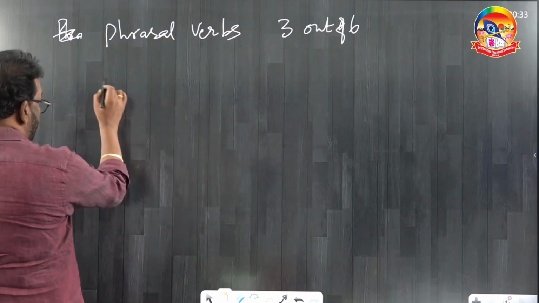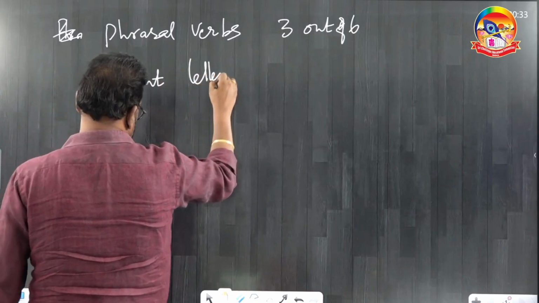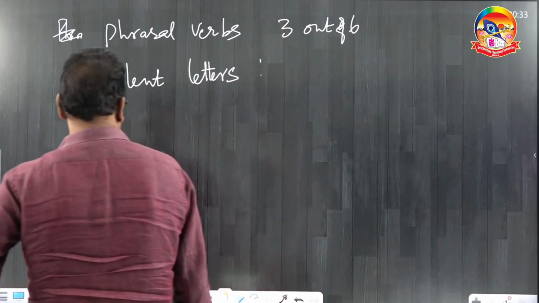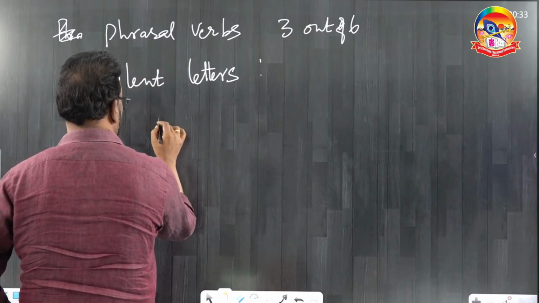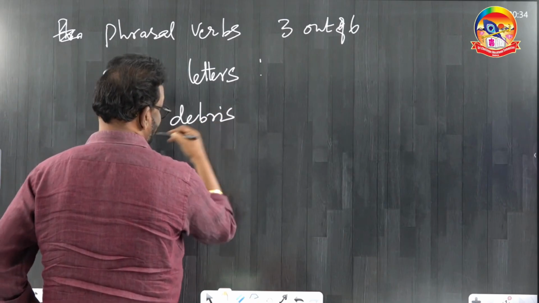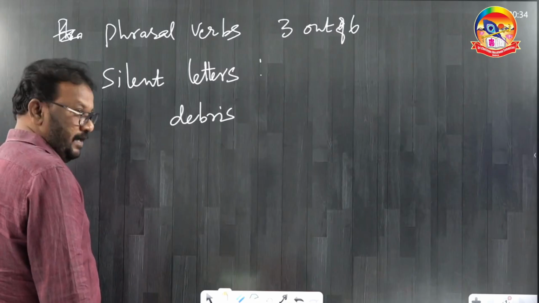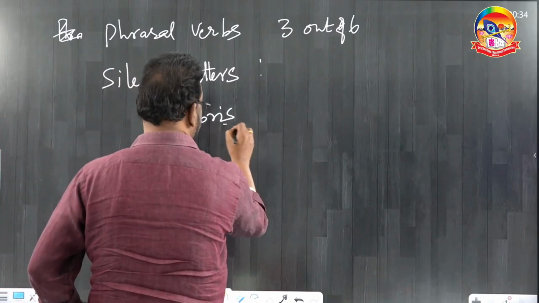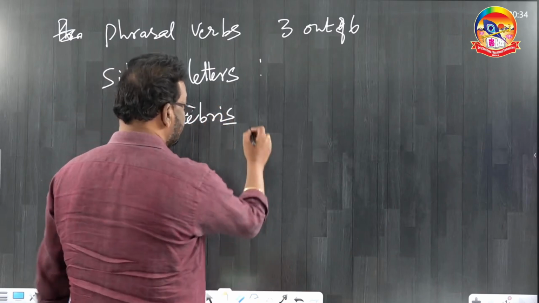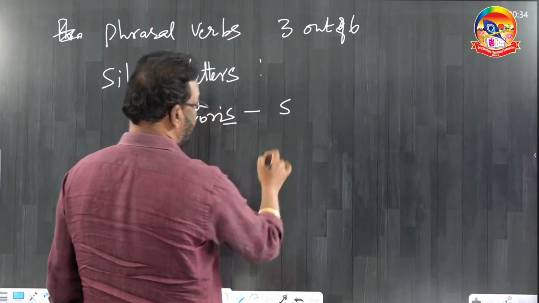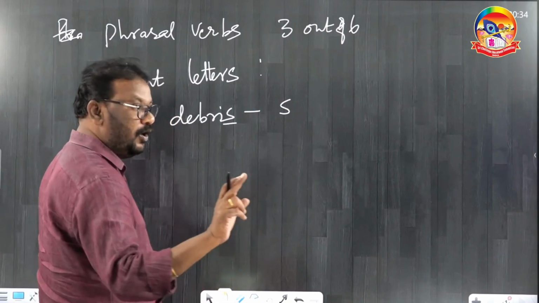And the next one, silent letters, one of the easiest areas where you can score 3 out of 3 very easily. For example, DEBRIS is given, and you need to identify the silent letter in this DEBRIS, and automatically you all know that S is silent. Underline that word, write this word and underline the silent letter, and opposite to that write yes, so that examiner who evaluates your paper will not get confused.